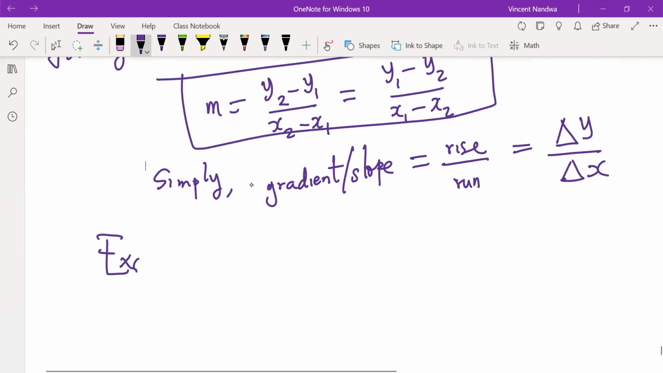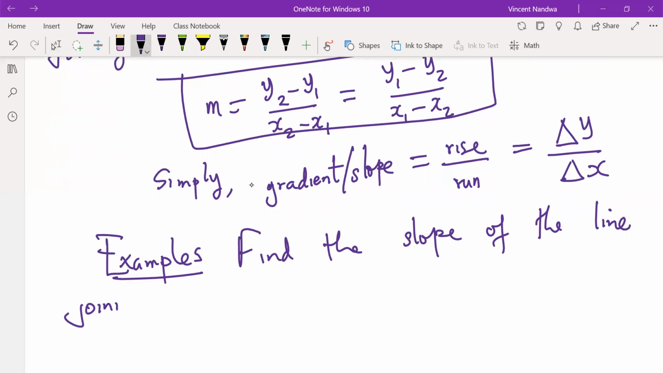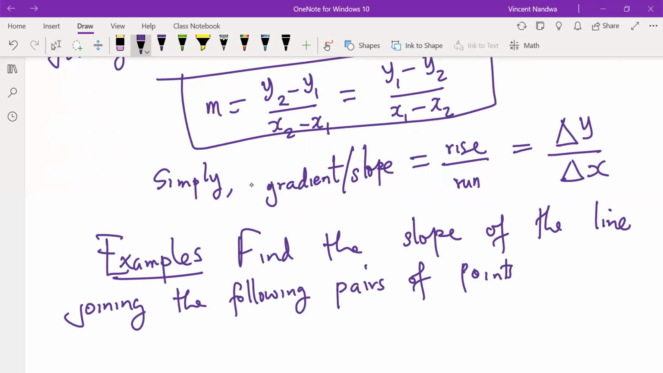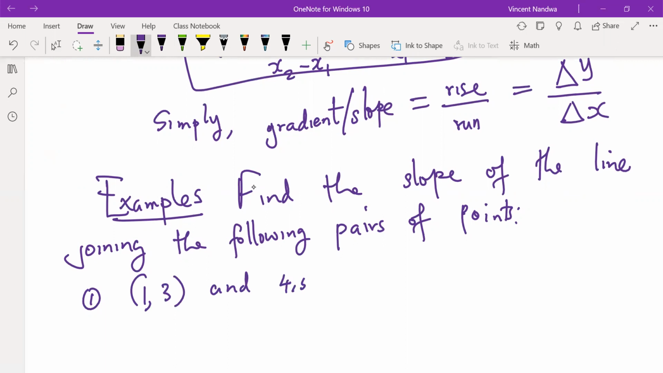So, example: find the slope of the line joining the following pairs of points. So, (1, 3) and (4, 5).